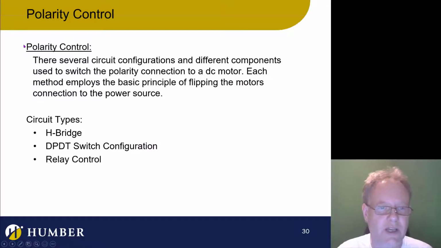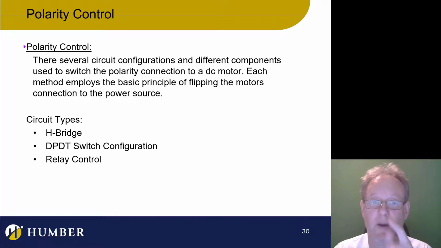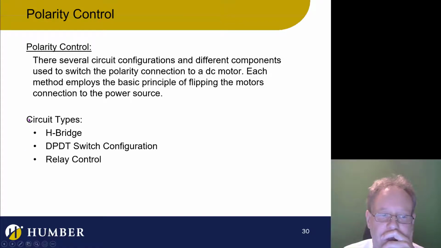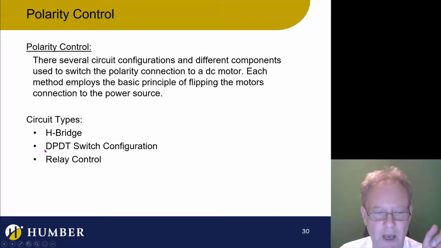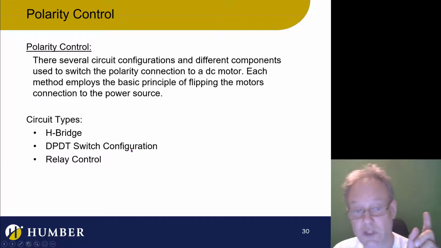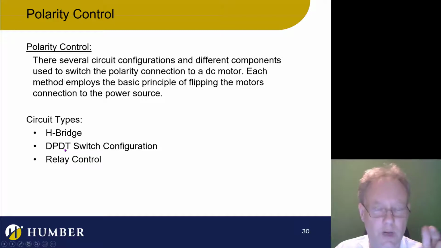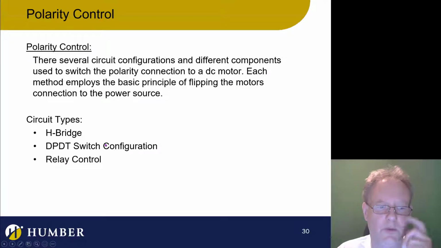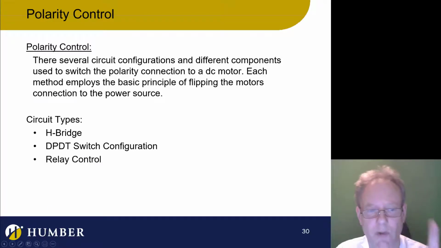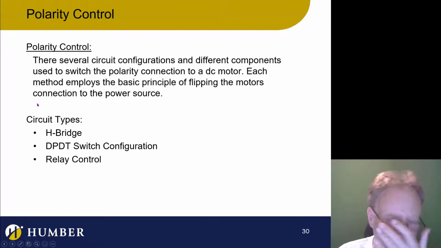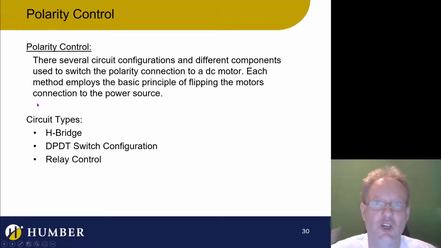Okay, so the polarity control. There are several circuit configurations and different components that we can use. Circuit types are H-bridge, double pole, double throw switch configuration, and there are other kinds. There is actually a double pole, triple throw switch configuration we'll look at as well. And relay. Oh yeah, you can do it with relays. There are actually more as well, but we're just going to unpack these. Anything you can think of. That's great. I love it.